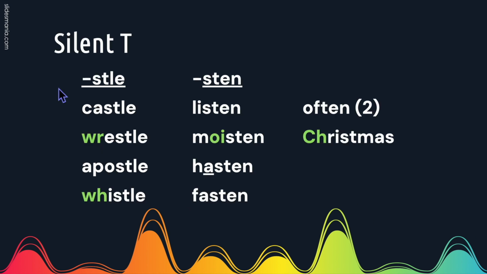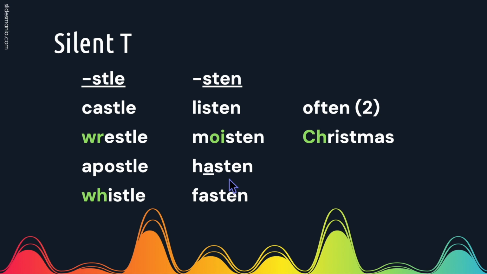There are words with silent T's as well. They mostly fall into one of these two patterns, where the end of the word is sul, like in castle, wrestle. Note that when a word starts with WR, the W is silent. So this word is wrestle, apostle, and whistle. Words ending in sen also have a silent T, like in listen. OI says oi, so this is moisten. Note that the root is moist, but when we add the suffix, the T sound disappears.